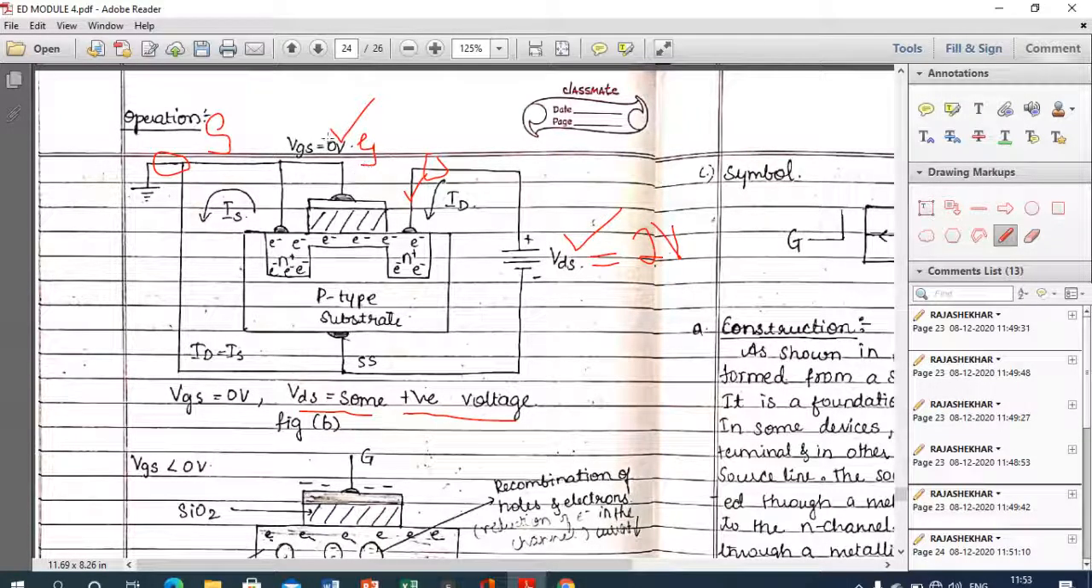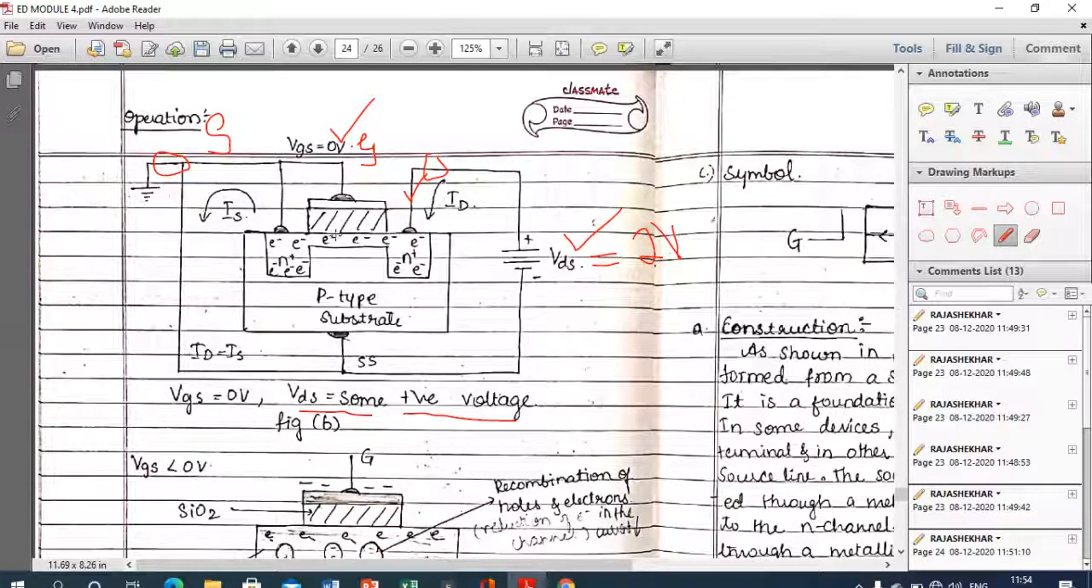So due to this there is no role of VGS right now. Okay, so the drain terminal is at positive potential. When the drain terminal is at positive potential, the only thing it does is attract the electrons present in the N plus doped regions, through the channel. So the electrons present in the N doped region are attracted through the channel towards the positive drain terminal.